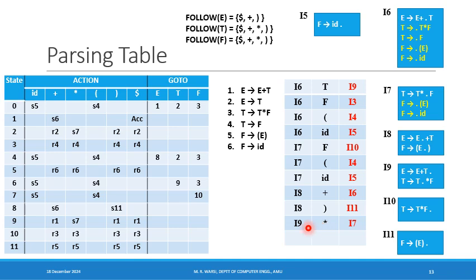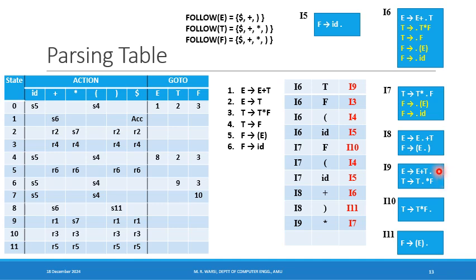First of all, let us consider the transition from state number 9. From state number 9 on a star, we are going to 7, a transition on a terminal symbol. So the entry in the parsing table at 9 comma star will be S7. We have considered all the transitions which are possible from state number 9, and let us now examine the LR0 items which are there in state number 9.